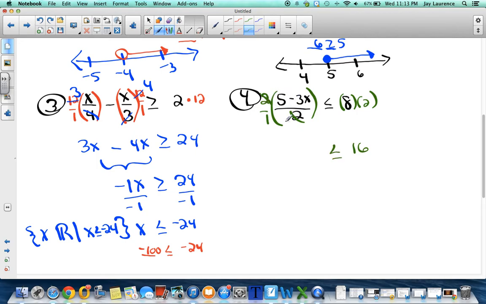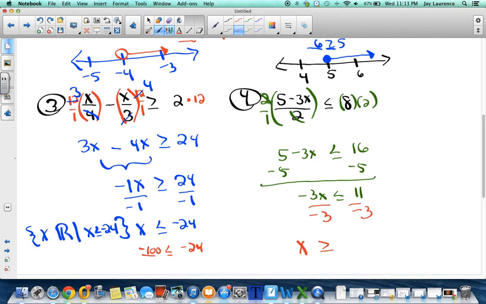All right, here there's nothing left to distribute. I'll have 5 minus 3x. I'm going to subtract 5, subtract 5. I'll be left with a negative 3x is less than or equal to 11. I'm going to divide by negative 3 on both sides, which caused the inequality flip. We're going to get x is greater than or equal to negative 3 and 2/3. Solution set would be x is any real number such that x is greater than or equal to negative 3 and 2/3.